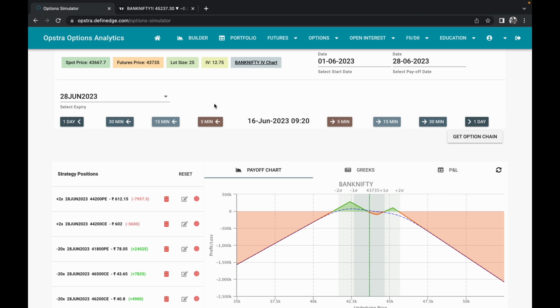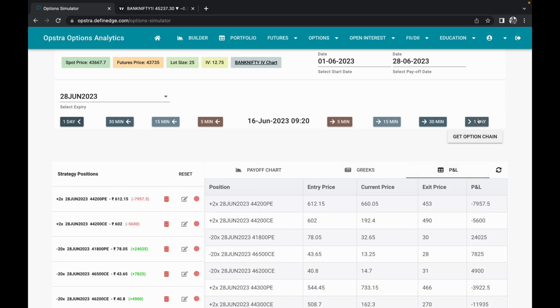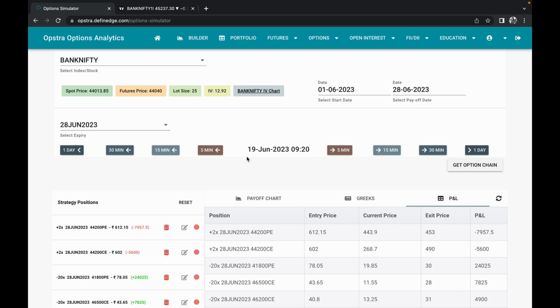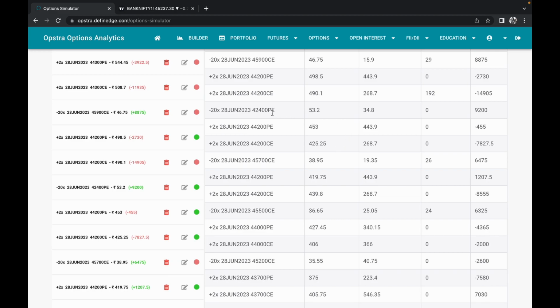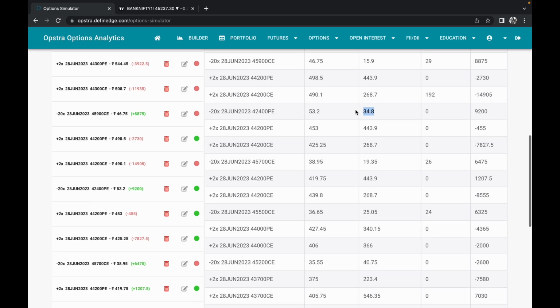And we are on 16 June. There is still time left for expiry, around 12 days to go. So let's move on to the next day. The next day the market has gone up. In this case, the premiums on the call side are there, and the premiums on the put side are also there, around 35 rupees. So I'm not going to do any adjustment today.